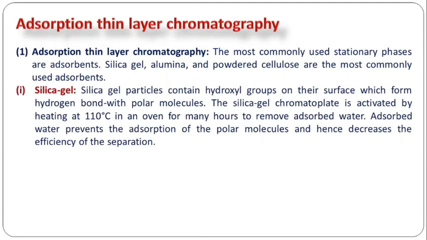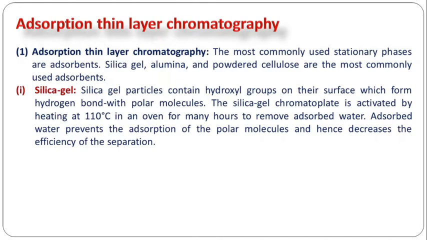Silica gel particles contain hydroxyl groups, OH groups, on their surface and form a hydrogen bond with the polar molecules. The silica gel chromatoplate is activated by heating at 110 degrees Celsius in an oven for many hours to remove the adsorbed water. So this is the adsorption type of chromatography.